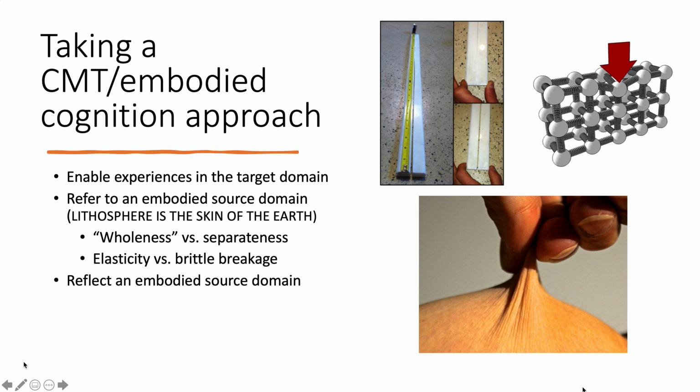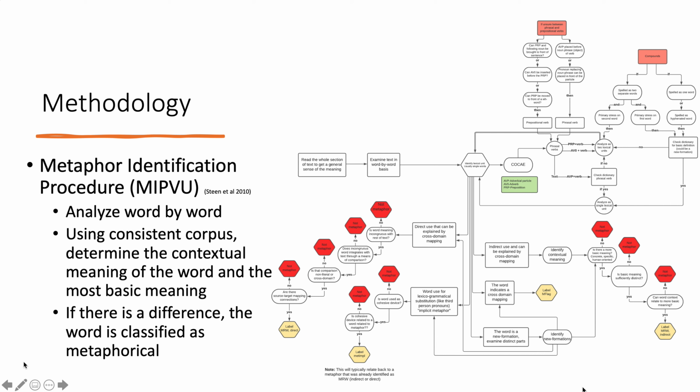Third is reflecting the embodied source domain using a molecular kit and balls and springs to demonstrate how elasticity works within the molecular structure of a rock. And then lastly, we can talk about the metaphors, how the metaphor highlights and hides aspects of the target concept. Introducing the tectonic plate metaphor now, after building a more robust understanding for the nature of the lithosphere, should be less problematic for the novice.